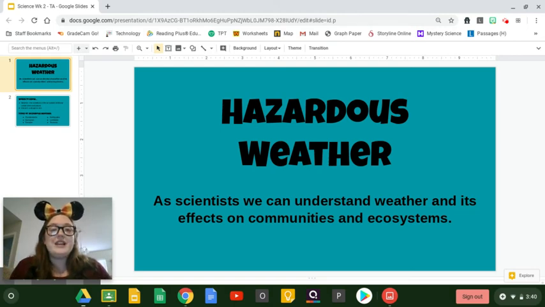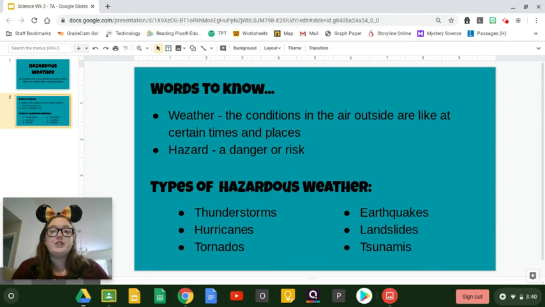Now, we're going to understand how certain types of weather can affect communities and ecosystems, and we're going to look at how it can affect it more in a negative way. So, getting ready for your assignment today, there's some things you need to know. First of all, there are words to know.